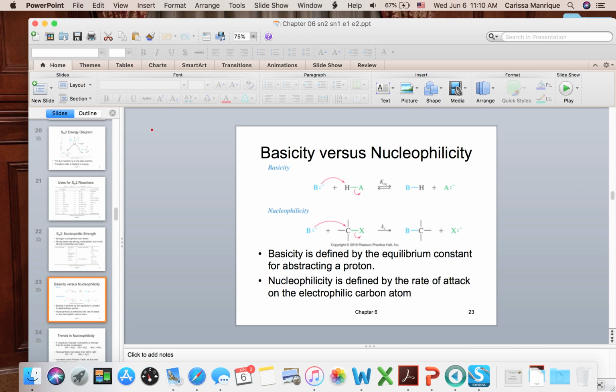So again, this is where I was telling you the difference between a base and a nucleophile. A base takes off a hydrogen because that's what it's attracted to. It wants a hydrogen. An acid, its role in life is to give up a hydrogen, so a base reacts with an acid and takes off a hydrogen. A nucleophile, on the other hand, makes a bond to carbon. So that's the difference between a base and a nucleophile.